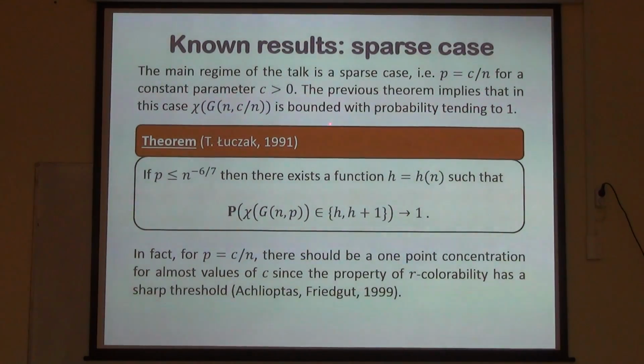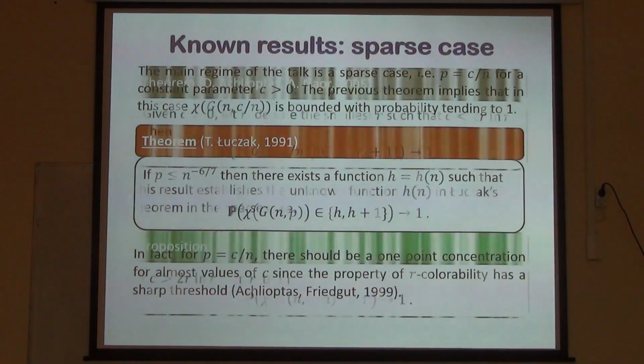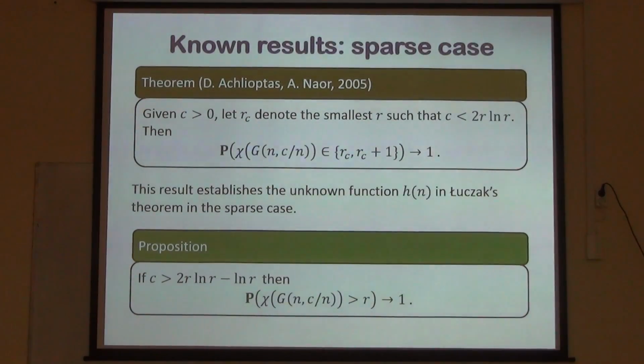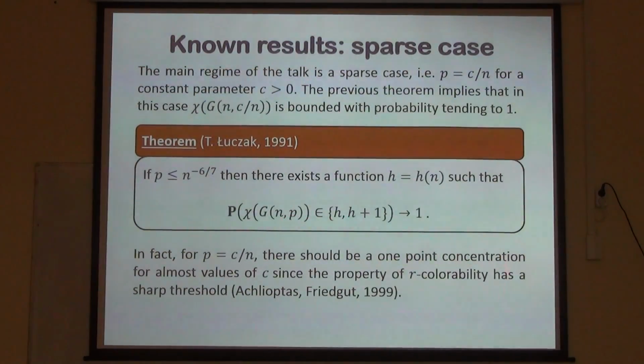In fact, in the sparse case, there should be a one-point concentration for almost all values of the parameter c, because it is known that the property of r-colorability has a sharp threshold, as shown by Friedgut, which means that we know the chromatic number is bounded in the sparse case. So there should be one point for almost all values of c, except some special points in which we don't know what will happen.